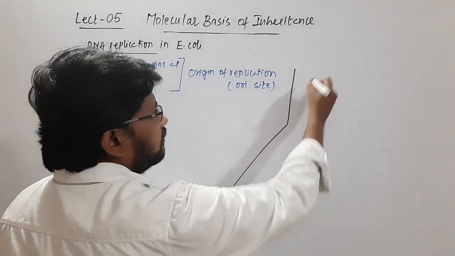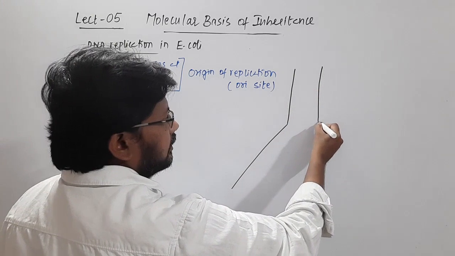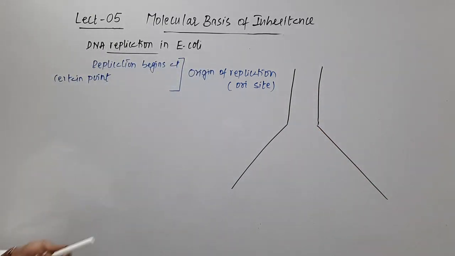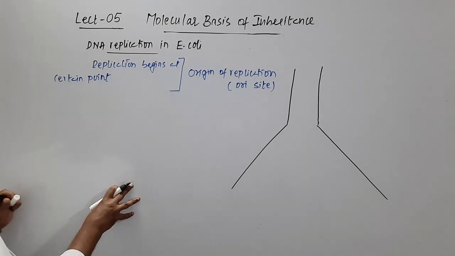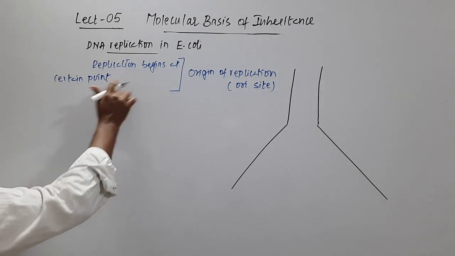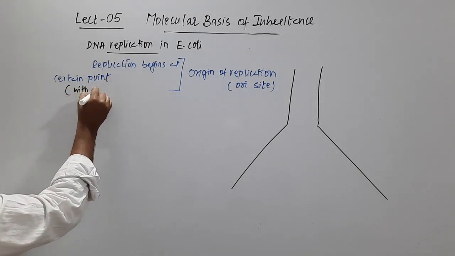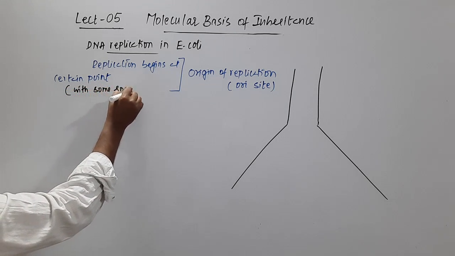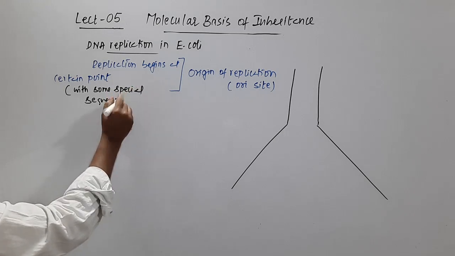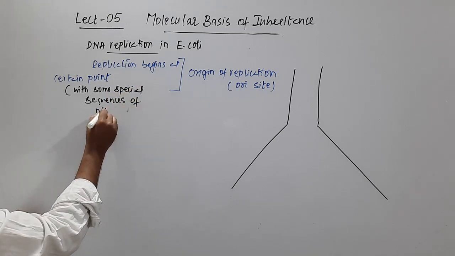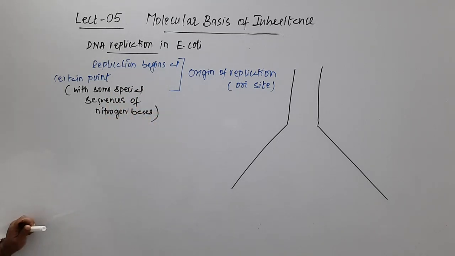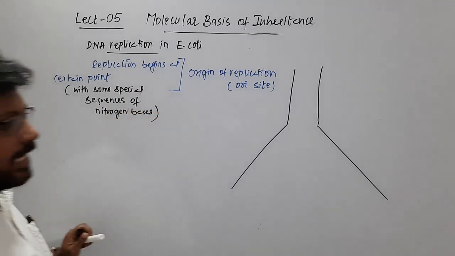Say suppose at that point the ori site will have some special sequences of nitrogen bases that can be identified by helicase enzymes. So that will be identified by the helicase enzyme.